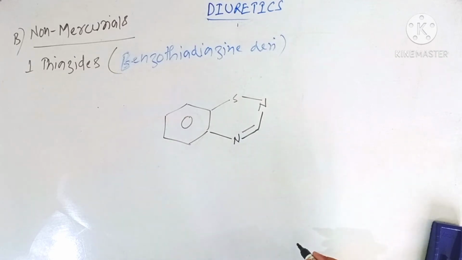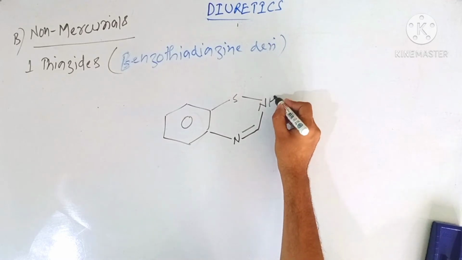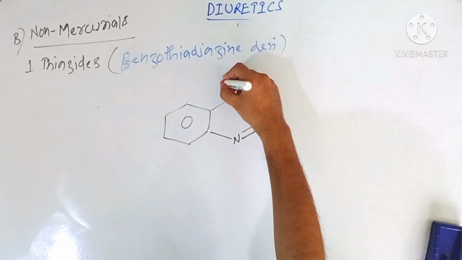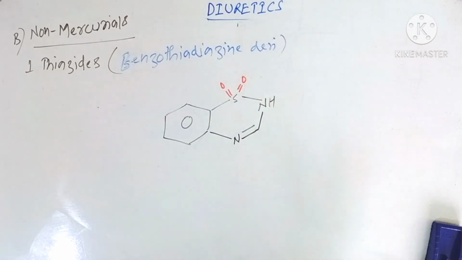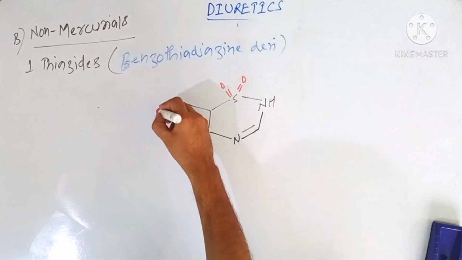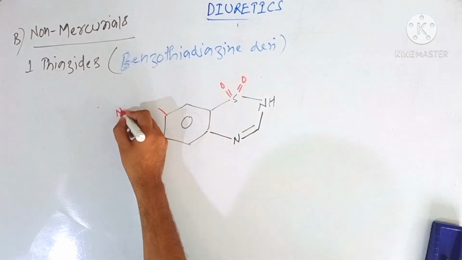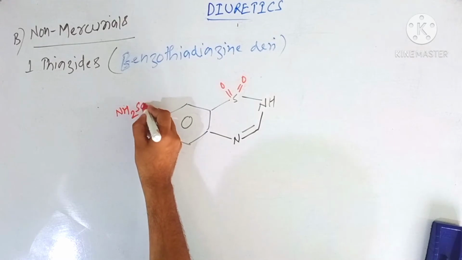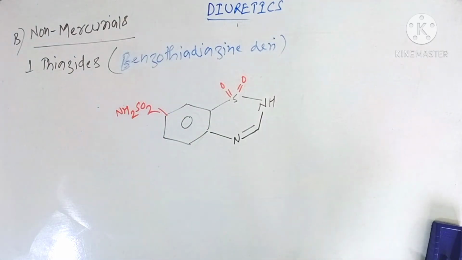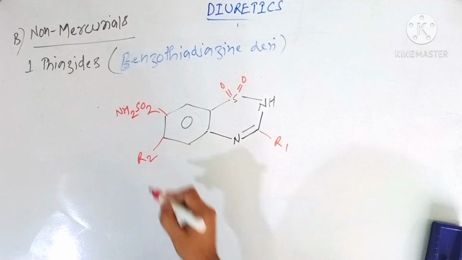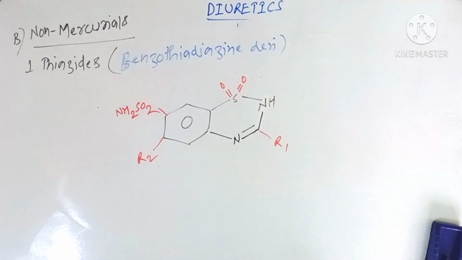Here a double bond is there, here an NH group is there, and the sulfur is connected with 2 oxy groups, and at this position they have a sulfamoyl group, NH2SO2, the sulfamoyl group, and at R1 and here R2 they also have functionality.